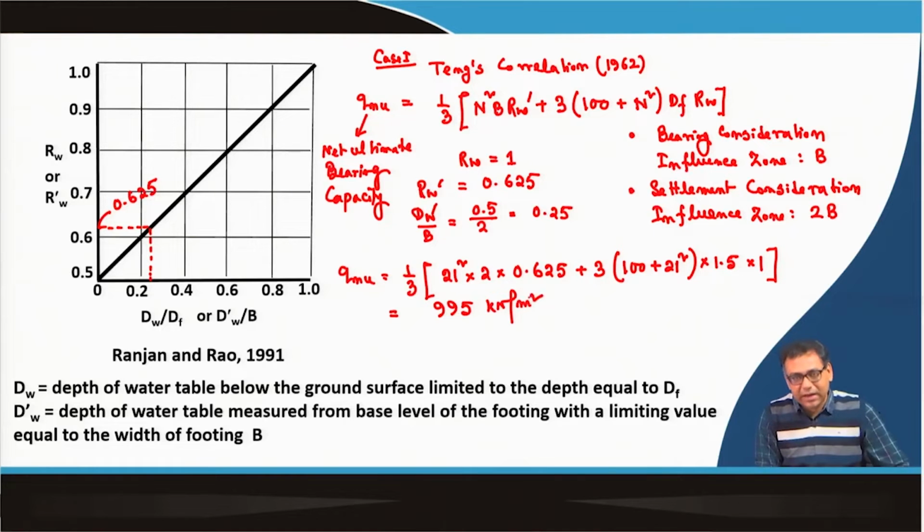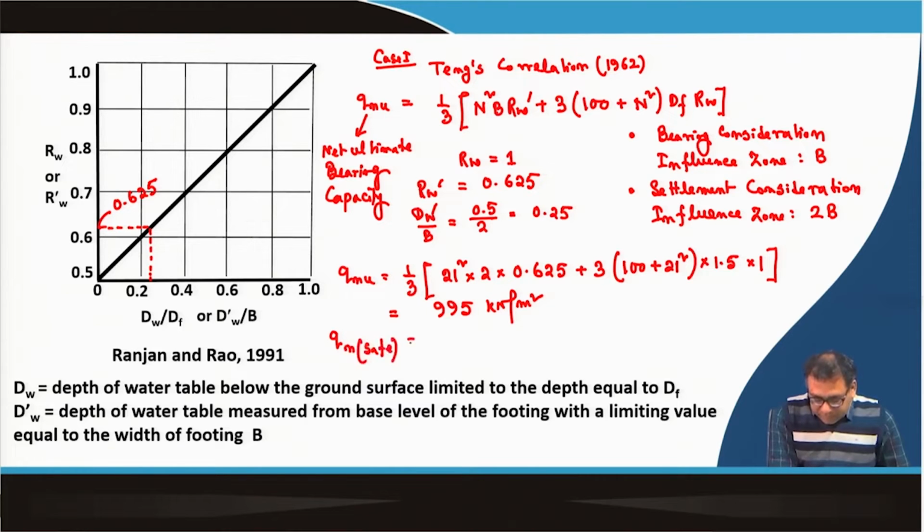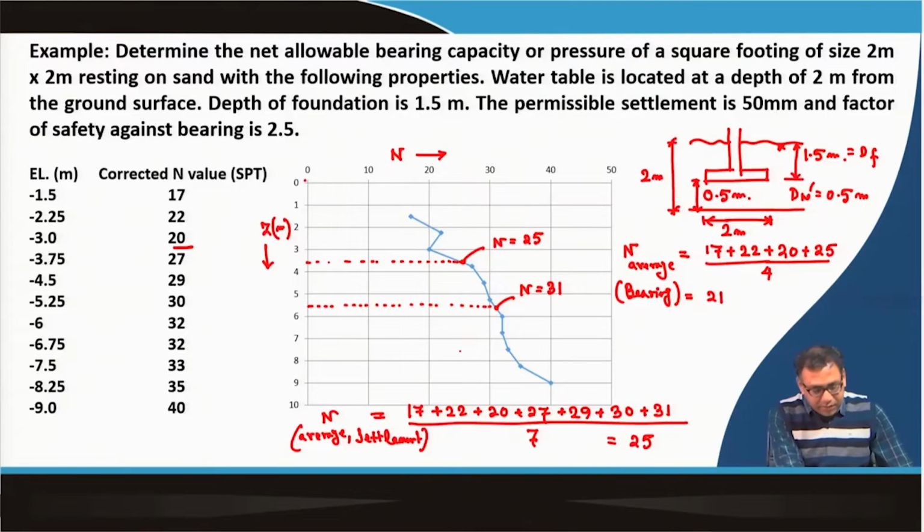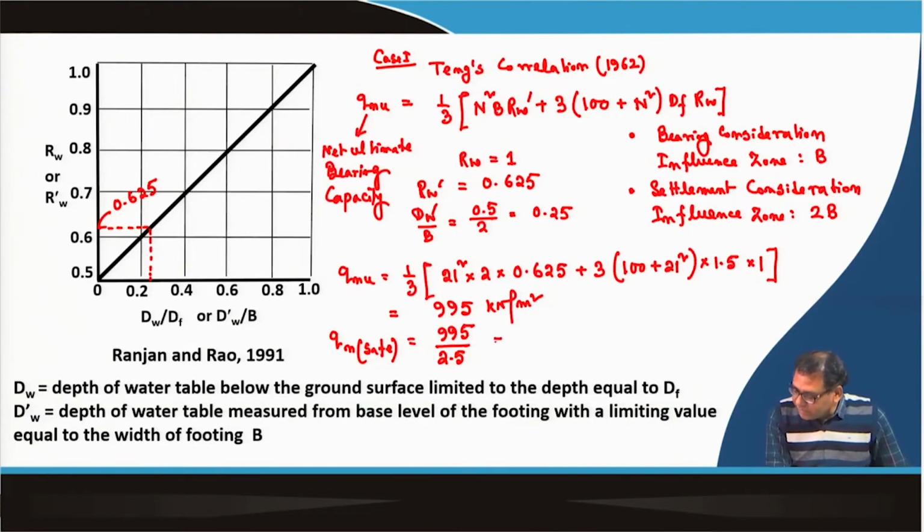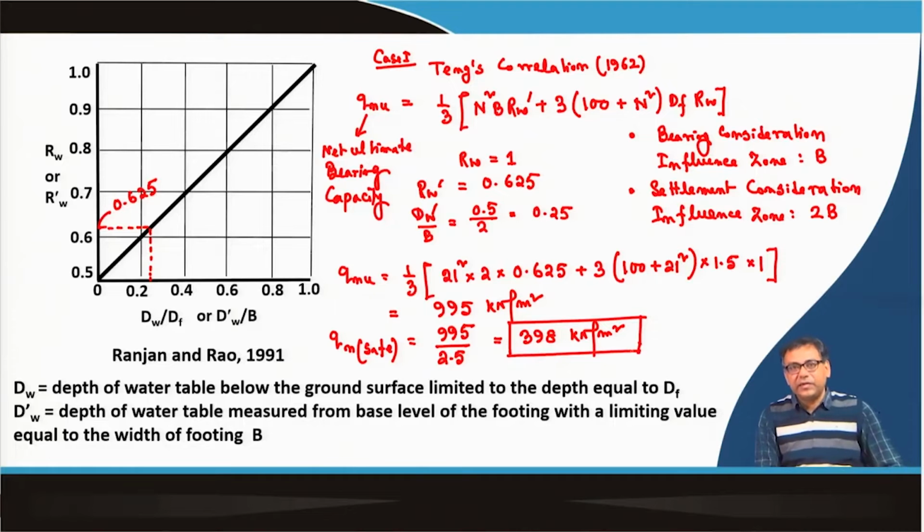So, we have to calculate the safe bearing capacity. So, q net safe is 995 divided by the factor of safety, and that factor of safety is given as 2.5. So, this value is 398 kilonewton per meter square. So, considering only bearing capacity, the safe load this footing can take is 398 kilonewton per meter square.